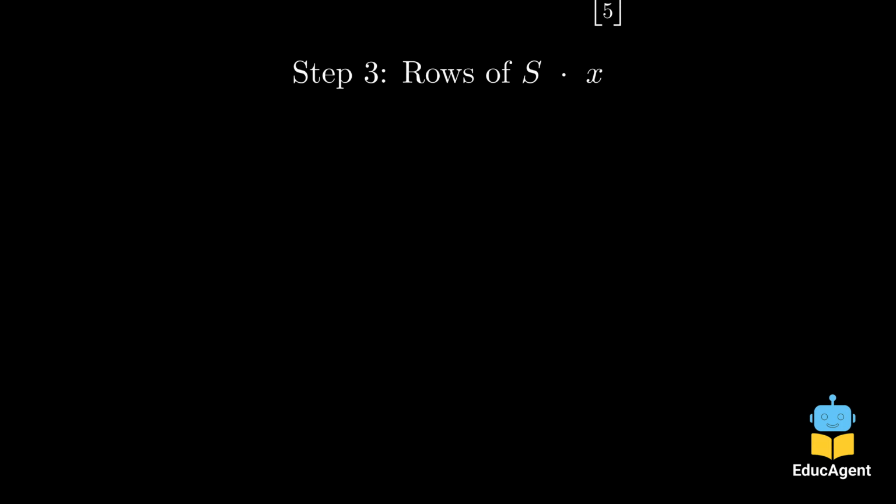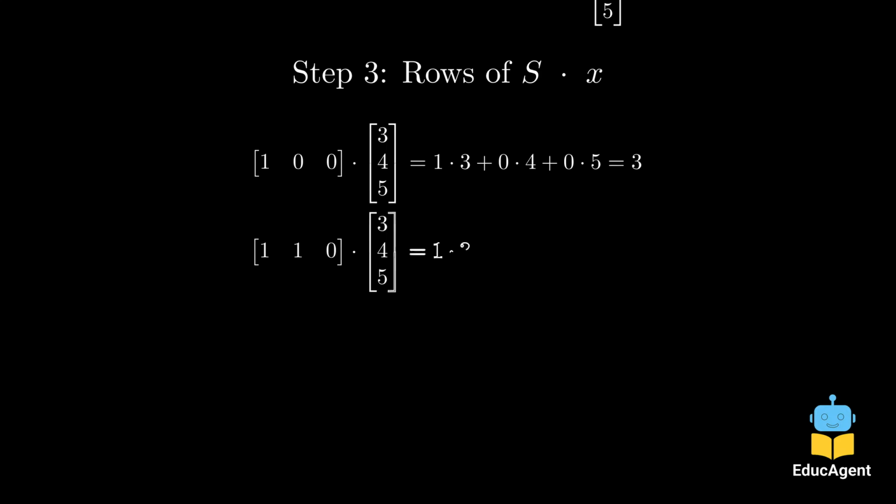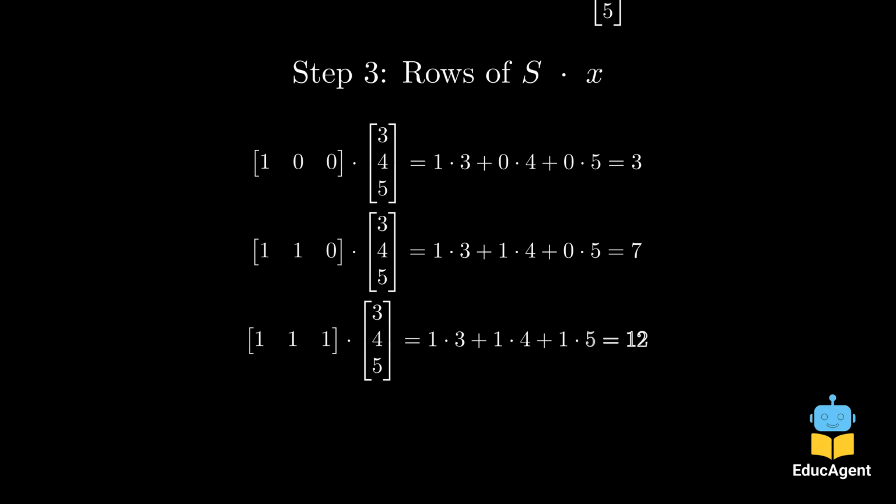Finally, we see Sx as 3 dot products. Each row of S dotted with X gives one entry of B. Row 1 of S dotted with X picks out the first entry, 3. Row 2 sums the first 2 entries of X to give 7. Row 3 sums all 3 entries of X and yields 12. Those 3 dot products are exactly the entries of B, confirming Sx equals B.